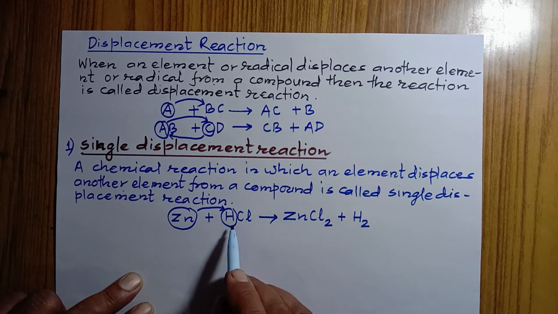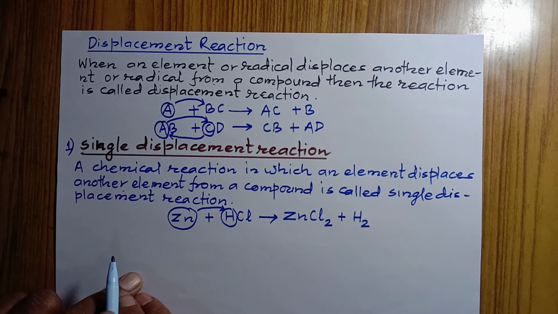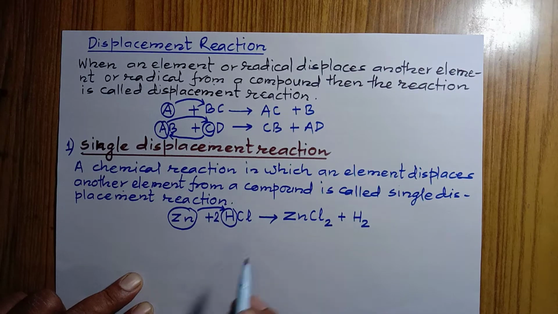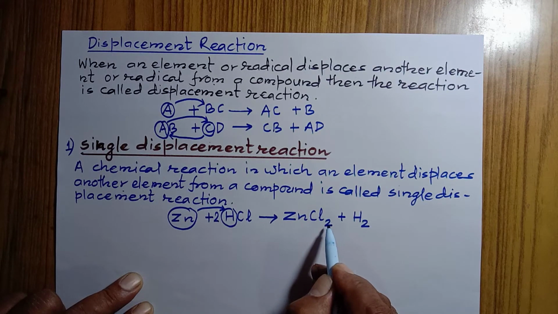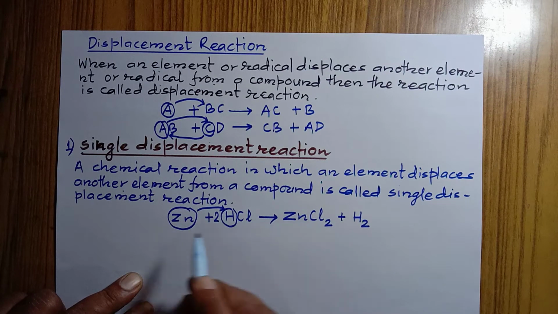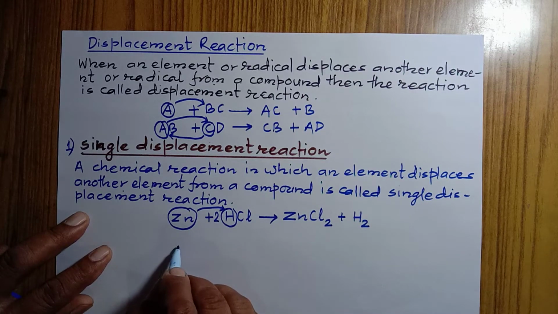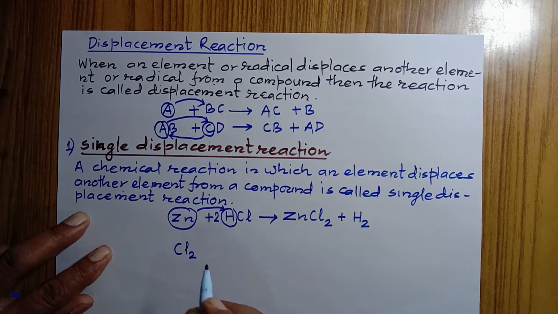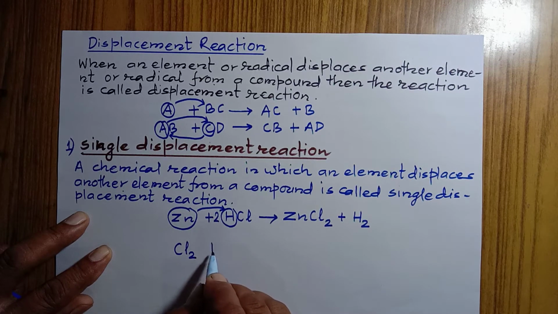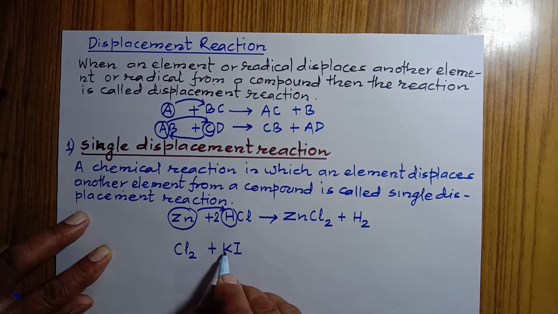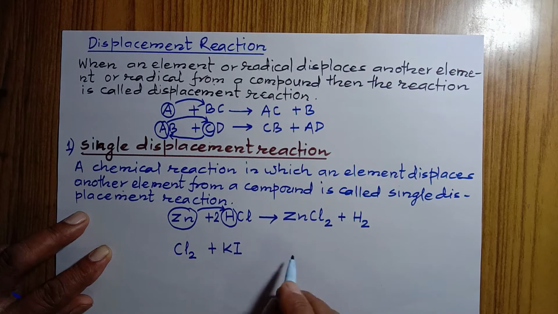An element is displacing another element from a compound. And if you want to balance this, hydrogen 2, if we take here 2, then hydrogen is balanced. Now chlorine 2, chlorine also here it is 2, zinc 1. It's okay. We can take another example also. Just for example, chlorine, which when free remains in its diatomic state like Cl2. When chlorine reacts with potassium iodide, KI, potassium valency 1, iodine valency 1, equal valency, no exchange.